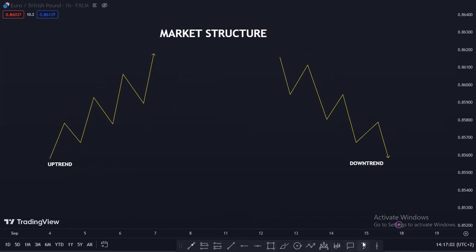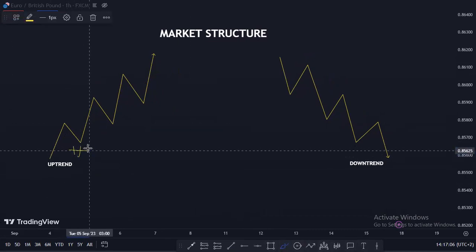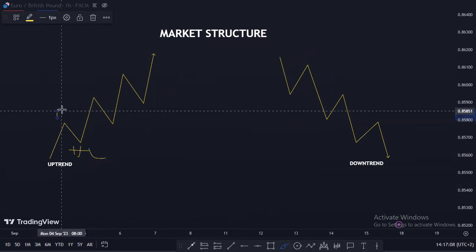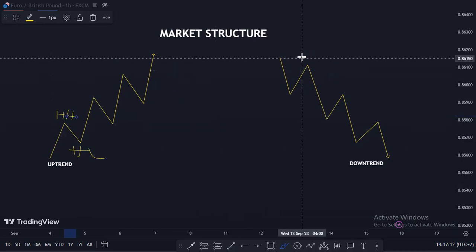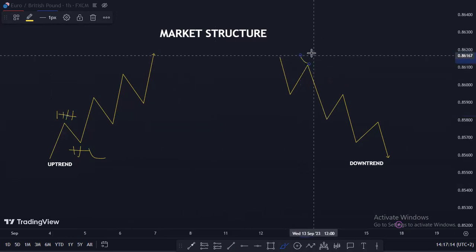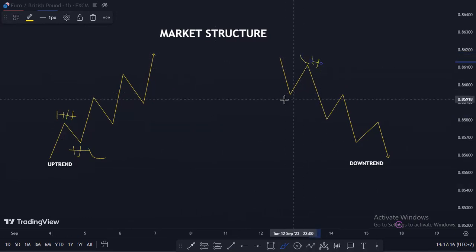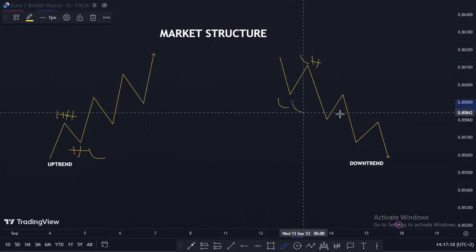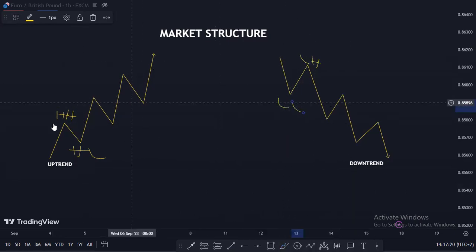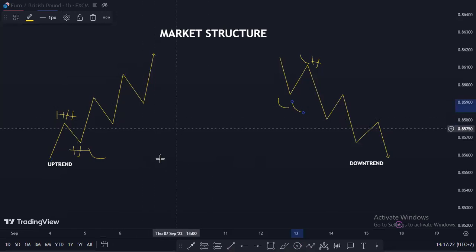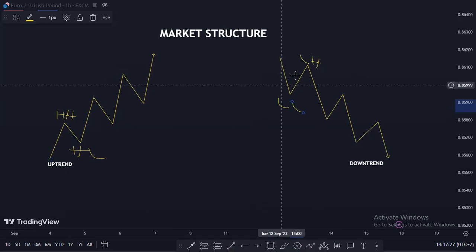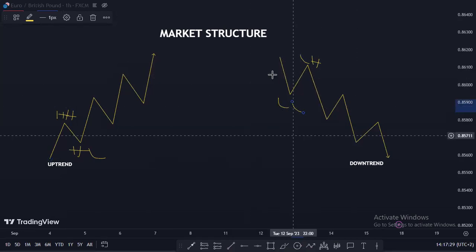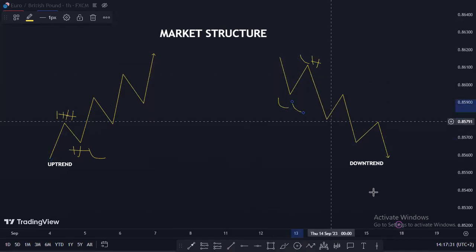A series of higher highs. I'm not gonna waste time and write it down, guys. Higher low and then higher high. That clean, right? And then in a downtrend, obviously, it's a lower high and then a lower low. So the moment you start seeing higher highs, you know you're in an uptrend. And the moment you start seeing lower highs and lower lows, you're in a downtrend, right?